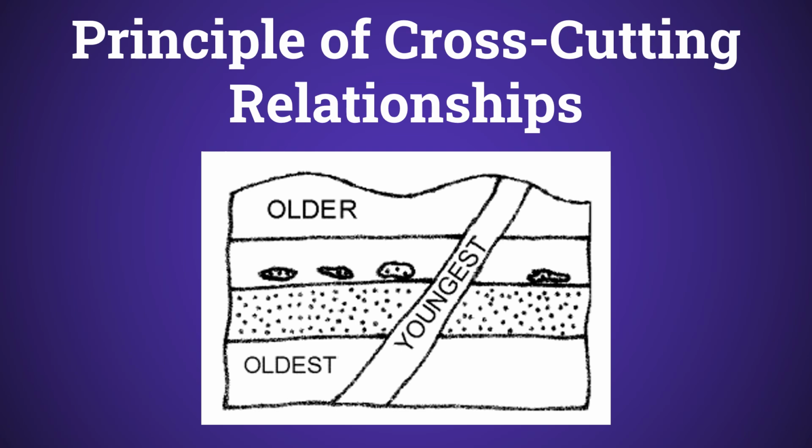The principle of cross-cutting relationships states that the geologic features that cut rock layers are younger than the layers themselves. Basically, you can't cut into rock layers that haven't formed yet, so the rock layers have to be older.